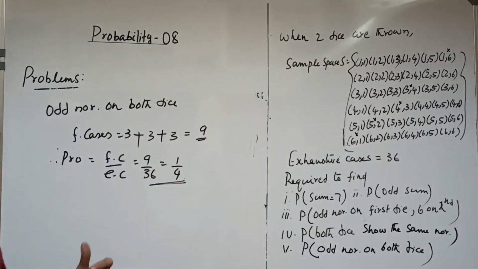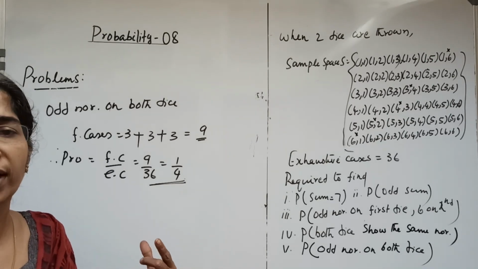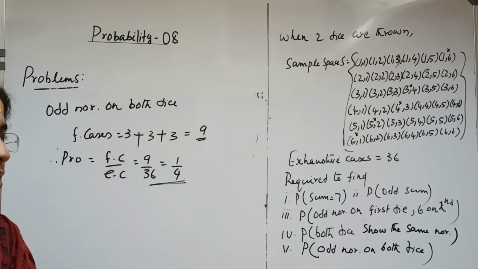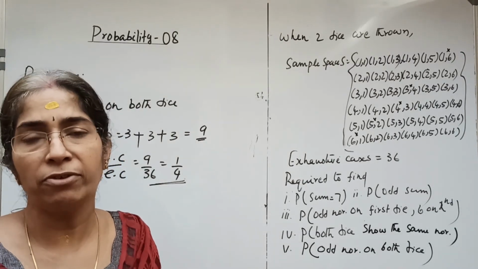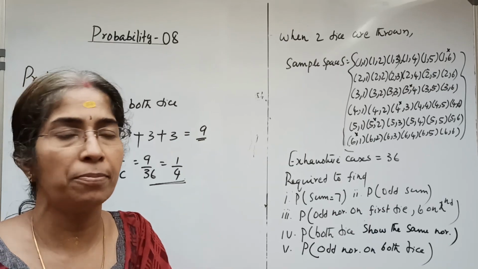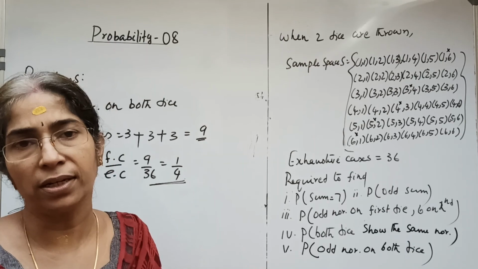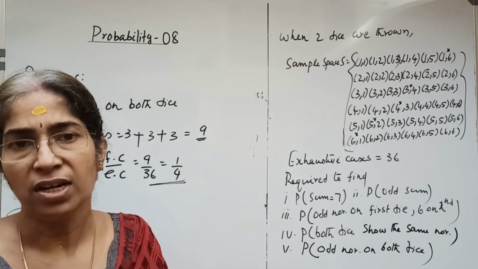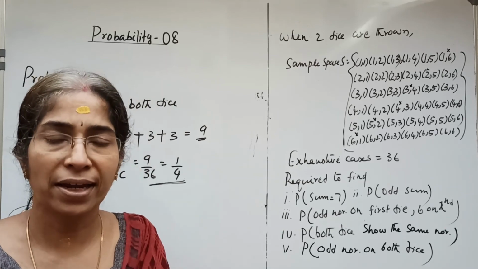So, for doing this type of problems, we require the sample space. For any event, the probability is simply favorable cases divided by exhaustive cases. Also we have used P of A bar equal to 1 minus P of A, where A bar is the complement of the event A. Okay, thank you very much.